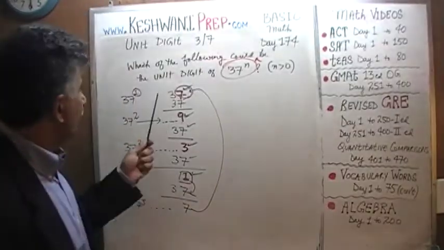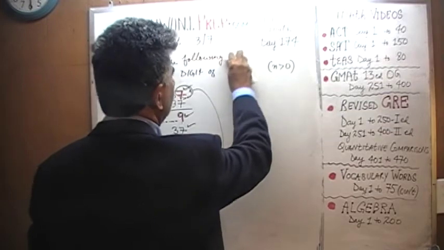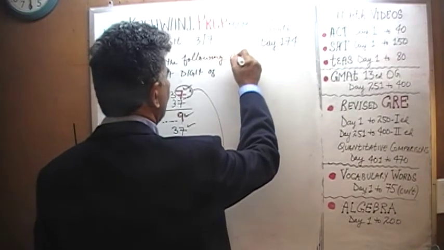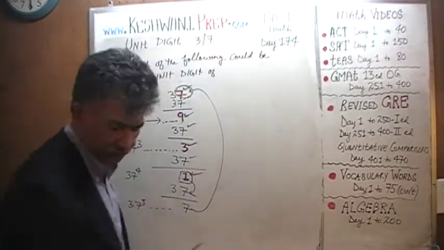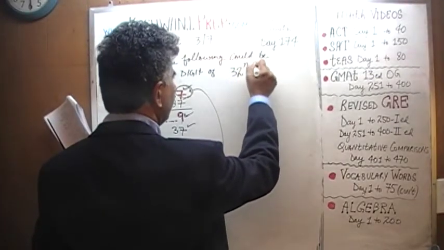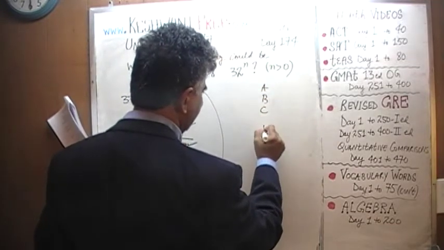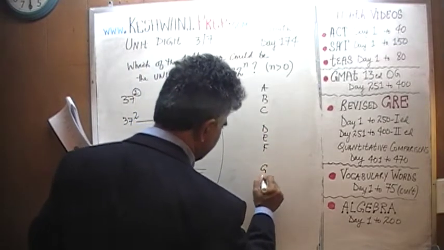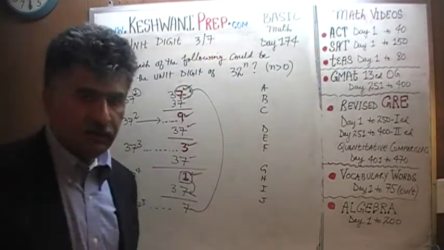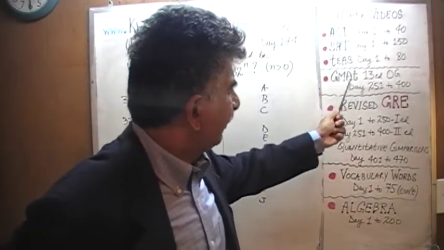Now, here's the problem. It says, which of the following could be the unit digit of 32 raised to n, and n we are told is a positive exponent. Here are the answer choices: A, B, C, D, E, F, G, H, I, and J. As you can see, listen very carefully please, there are 10 answer choices. This is not what we see typically in ACT, SAT, TEAS, or GMAT.